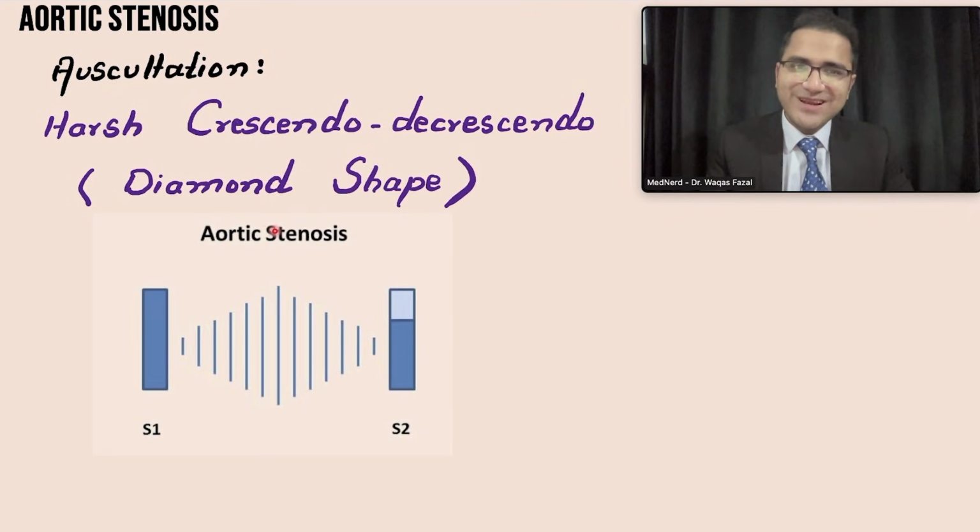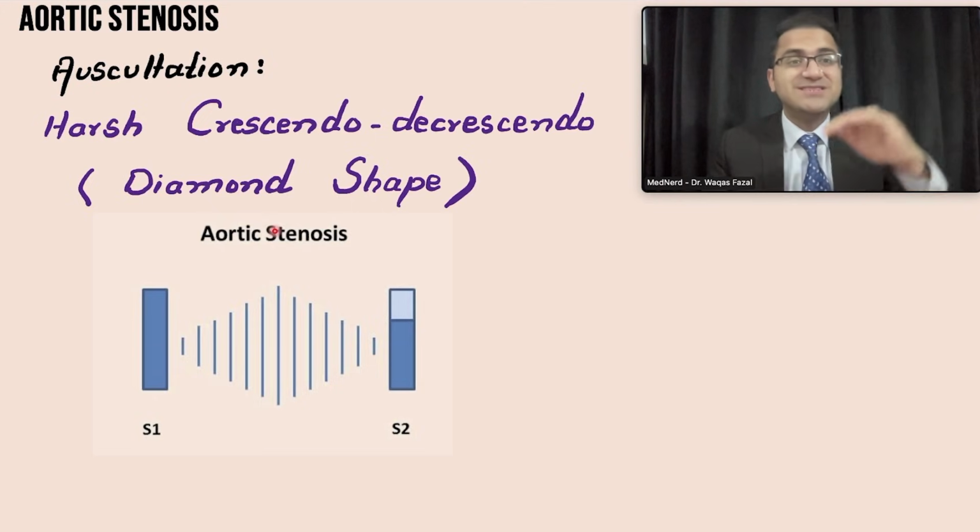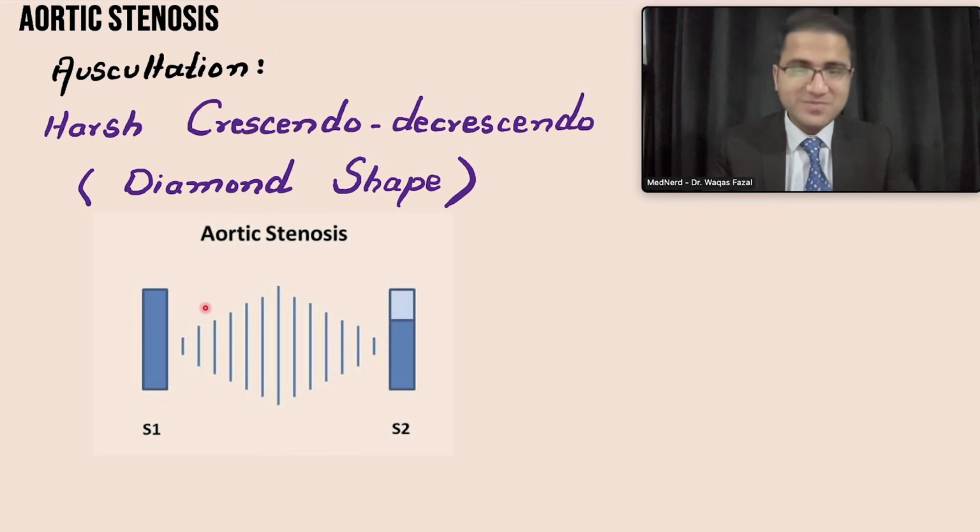Do you remember another condition that we discussed where a crescendo-decrescendo murmur is seen? That is hypertrophic obstructive cardiomyopathy. As we discussed in our video on hypertrophic obstructive cardiomyopathy, there is a crescendo-decrescendo murmur. So you will listen to a murmur like this.